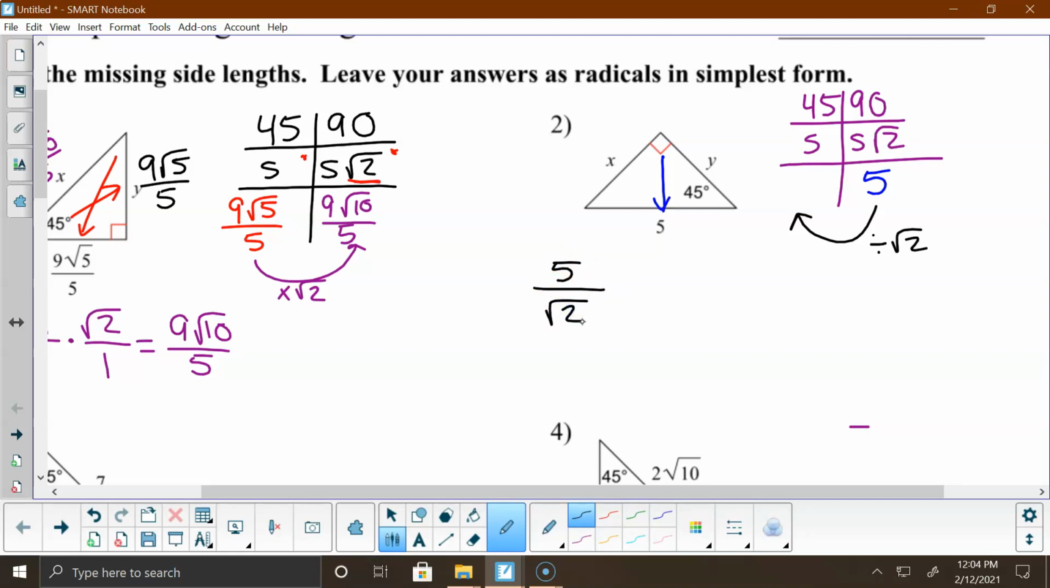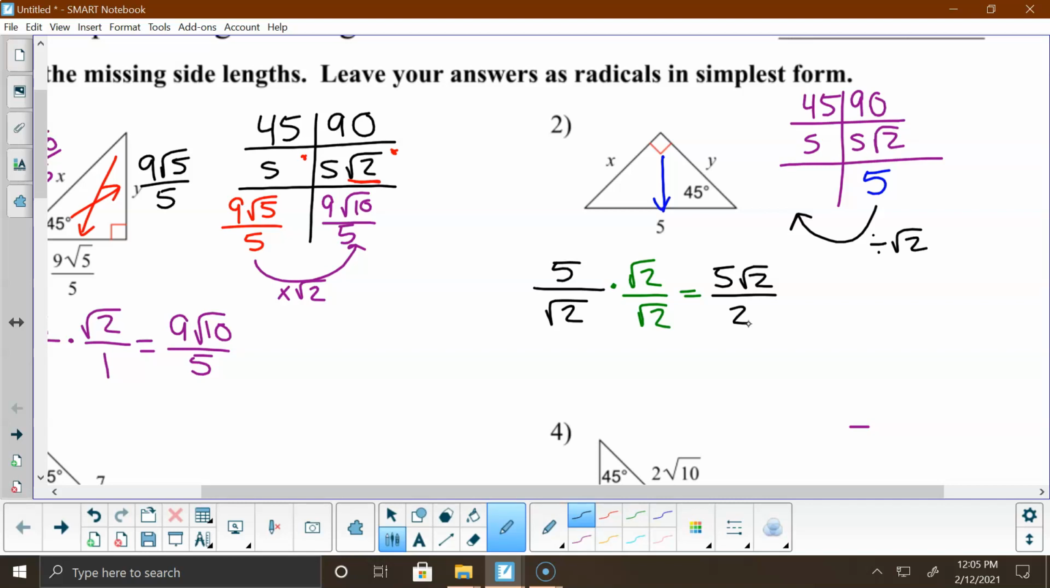Remember when I was a big fat jerk about all the radical stuff for 8.1a? This is why. All right. Is this legal? Having 5 divided by root 2? No. So what do I need to multiply by? Yep, top and bottom. Over what? It would be the square root of 4, which is 2.